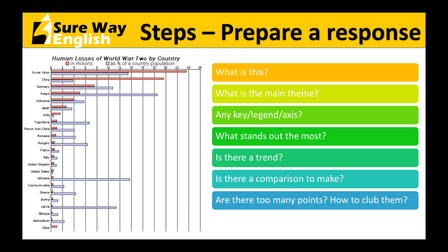After that, see, are there too many points? Yes, definitely, there are close to 20 or more countries here, so you will never have time to go through each. Then you have to see how to club them. You can talk about the Soviet Union, China, Germany, maybe, and then club the rest. You can say that countries such as India, Yugoslavia, French Indochina, Romania, Hungary, France, and many others lost less than 2 million of the population in the Second World War.